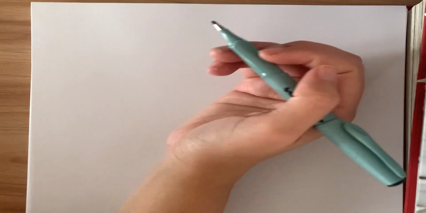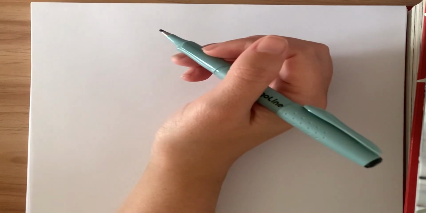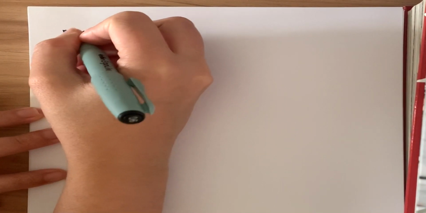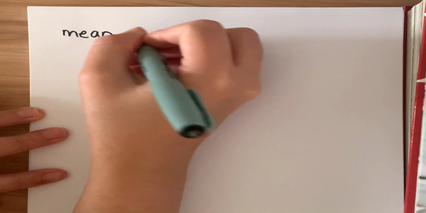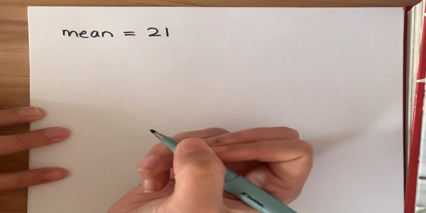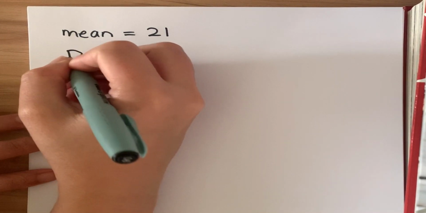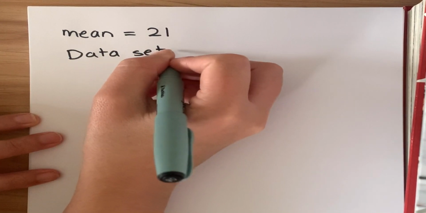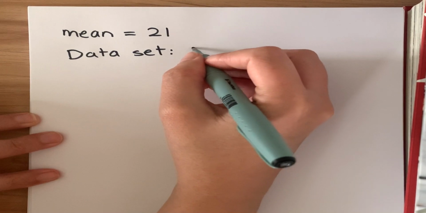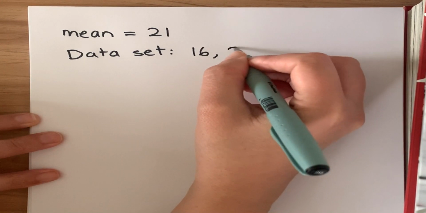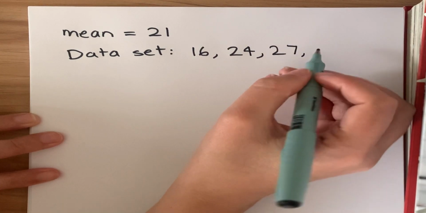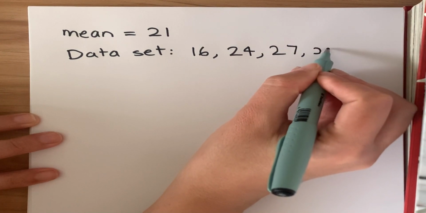All right, so to do question 8 from the quiz, I'm just going to write down all the information that the question gave us. So they told us that the mean is equal to 21, and they also told us what the data set looks like. So this is the data set. The data set is 16, 24, 27, and we've also got one more score, and that's just represented by x.